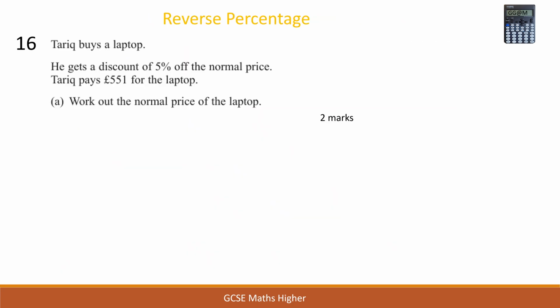Now, reverse percentage is a typical type of question, and it is pretty much done really badly by most students. Most people work out 5% and then subtract it from the 551 without realising that you've got to go the opposite way. So you're finding the normal price. So it's a real common mistake for people to find 5% of this number and subtract it from there. That will not give you the answer. That will not give you the normal price.